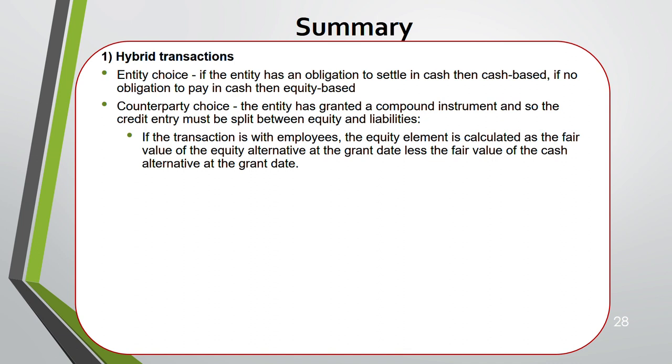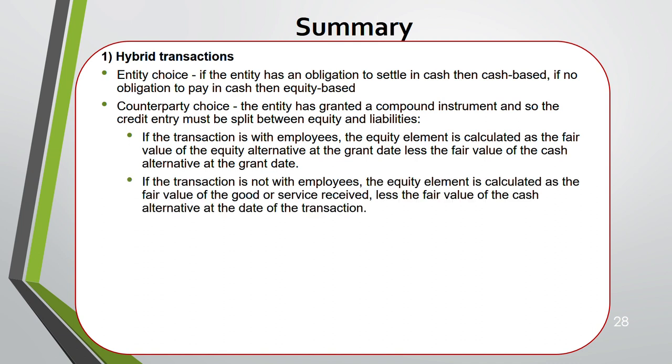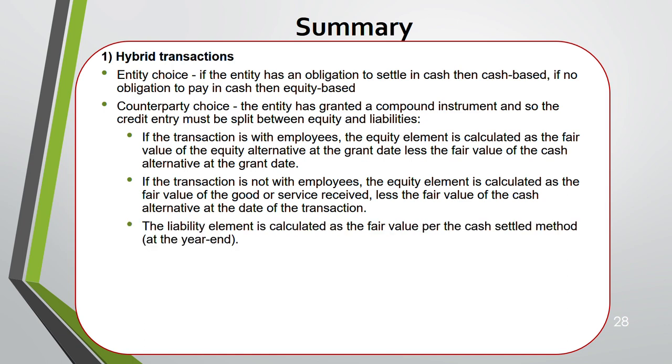For equity, if the transaction is with the employee, the equity element is calculated as the fair value of equity minus the fair value of the cash at the grant date. If the transaction is not with the employees, then the equity element is calculated as the fair value of goods and services received minus the fair value of the cash alternative at the date of transaction. The liability element is calculated at the fair value per the cash settled method at the year end. This keeps changing. Fair value keeps changing for the cash.